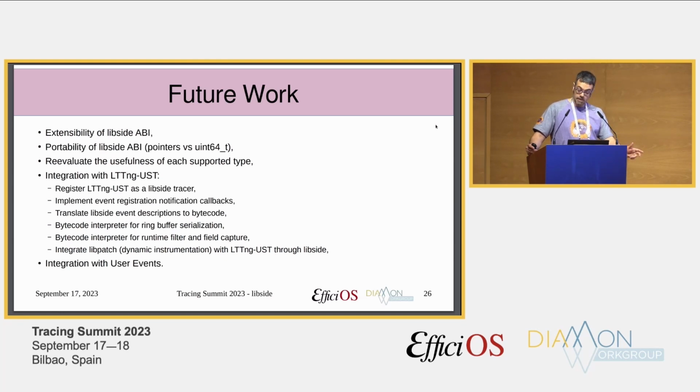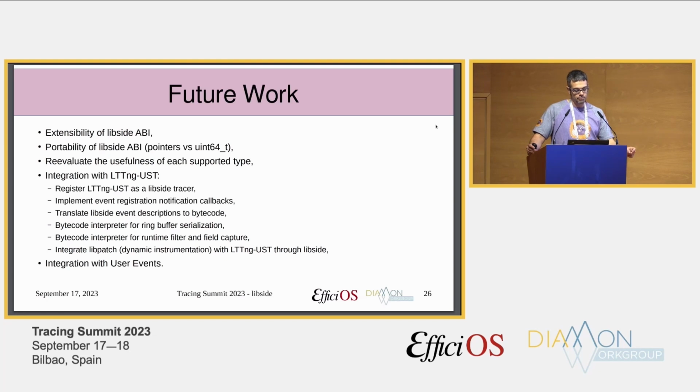Then there's a fairly large step of integrating with LTTng-UST. The road ahead there: registering LTTng-UST as a libside tracer, implementing event registration notification callbacks, and translating libside event descriptions to bytecode. I don't want my tracer fast path to marshal over those data structures. What I want to do is, upon registration, generate a bytecode, and then have an efficient bytecode interpreter do the ring buffer serialization, apply the runtime filter, or do field capture.